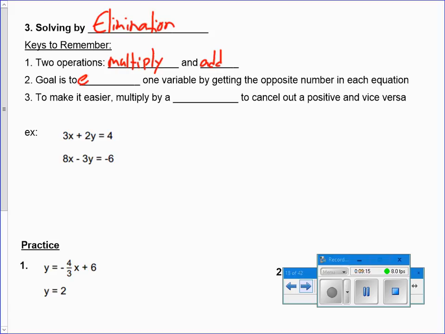So remember, the goal here is to eliminate one variable by getting the opposite number in each equation. So if I have positive 3x in one equation, I want negative 3x in the other. If I have positive 8y in one equation, I would need negative 8y in the other. And the way we do that is if they're both positive, you can multiply by a negative to make it cancel out. If it's negative, you can multiply by a positive to make it cancel out, whatever you have to do.